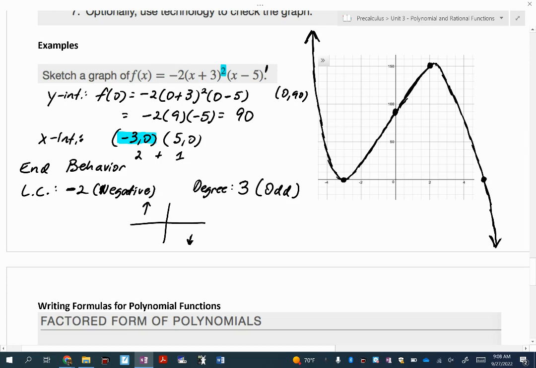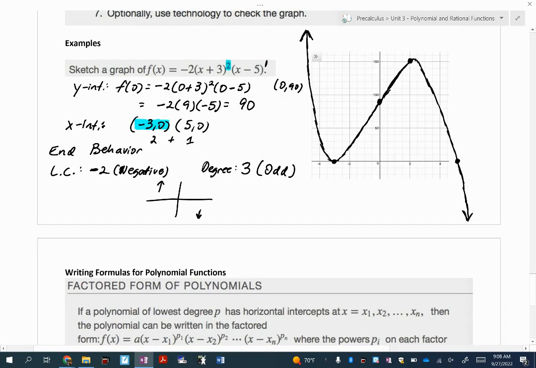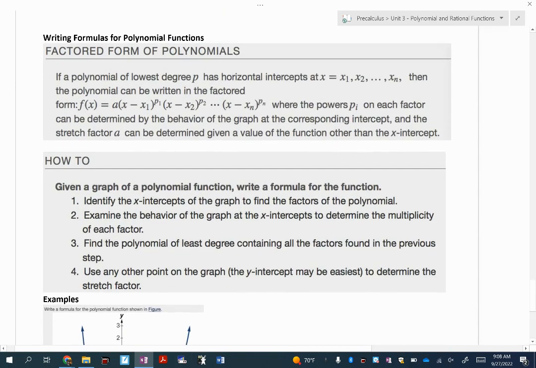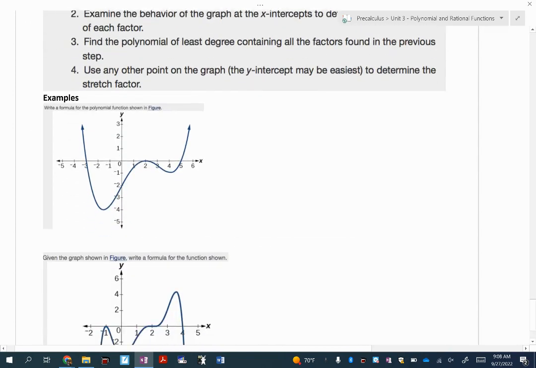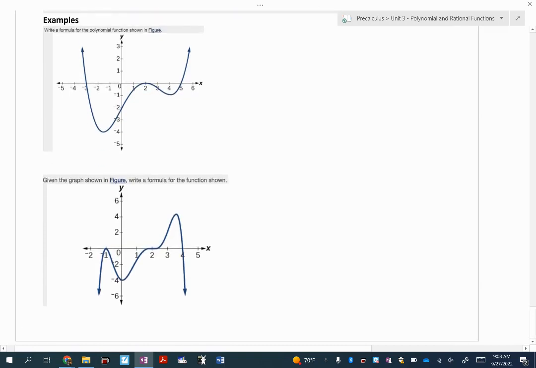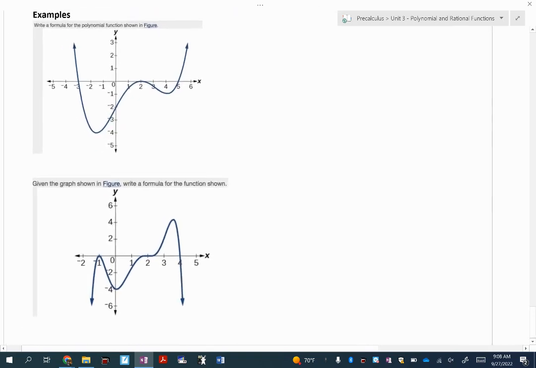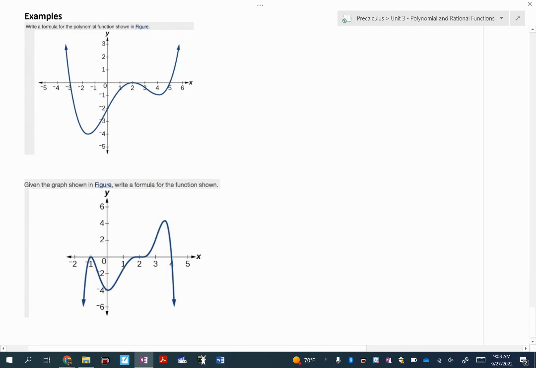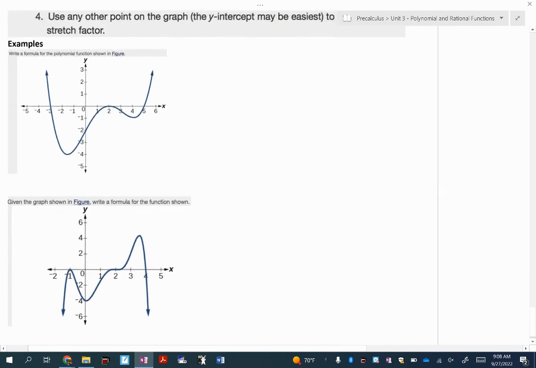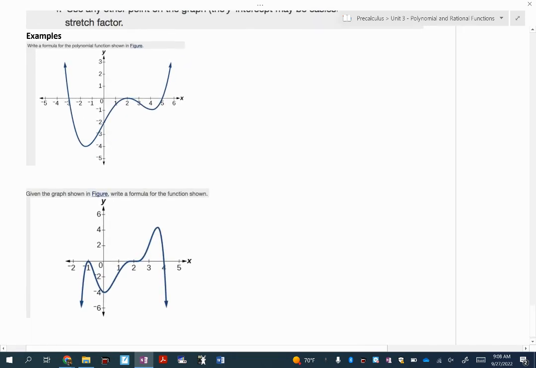Okay? All right, now let's go the other way. Now that we've shown how you can sketch it, we're going to use our understanding of the multiplicity, the end behavior, and all that stuff to help us figure out what these are in terms of writing them if you're given the graph. So the first thing I do is I just find my x-intercepts, so negative 3, 2, and 5.